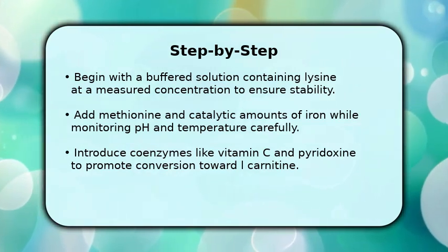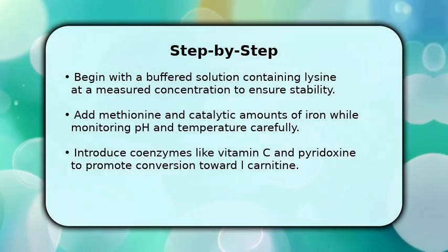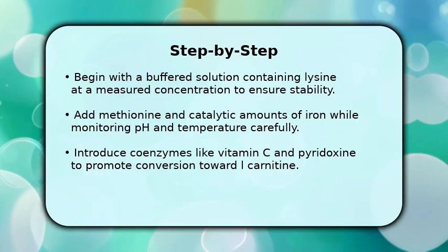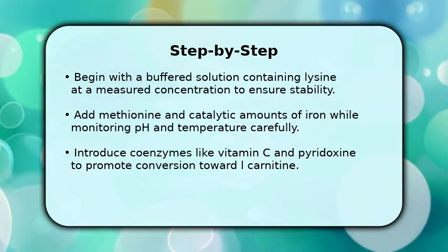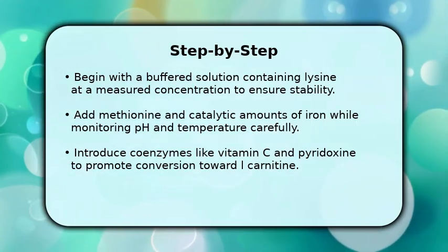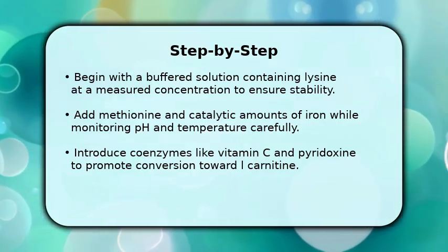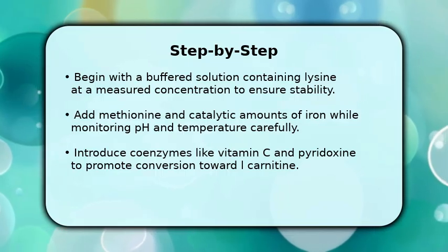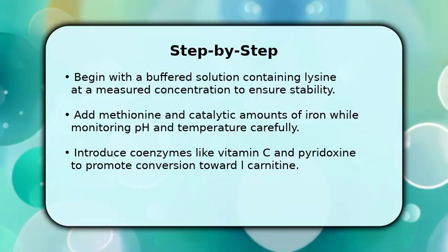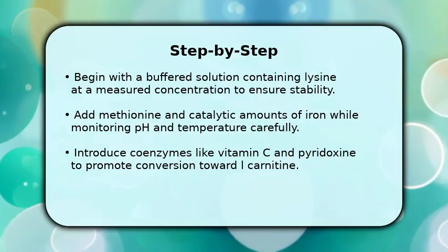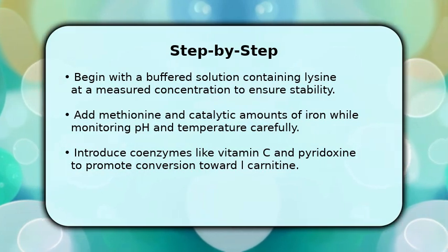Dissolve lysine in a buffer, then add methionine slowly while keeping pH stable and temperature moderate. These conditions favor initial reactions. Add small iron catalysts and coenzymes such as vitamin C to drive enzymatic-like transformations. Stir consistently and sample at intervals to check progress. If yields are low, adjust pH slightly or consult literature for optimized catalysts and safety precautions before repeating any step.